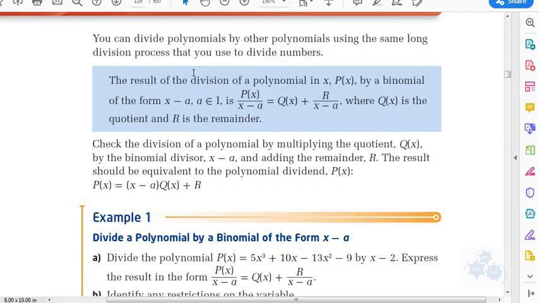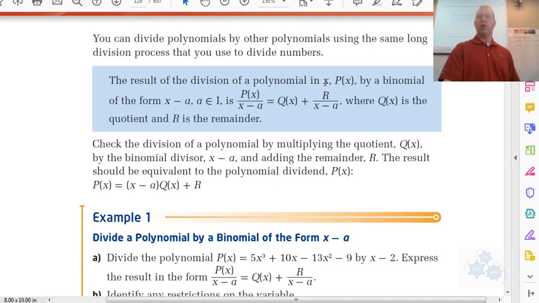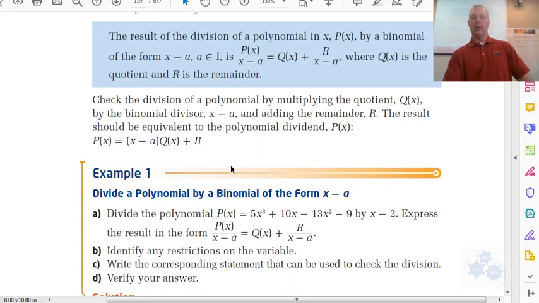This is in your textbook here. The result of a division of a polynomial in x, that's p of x, by a binomial in the form of x minus a is p of x divided by x minus a equals the quotient, whatever that polynomial is, plus the remainder over x minus a. So the remainder as a fraction there. That's the remainder theorem. So we're going to examine what the remainder is that way.